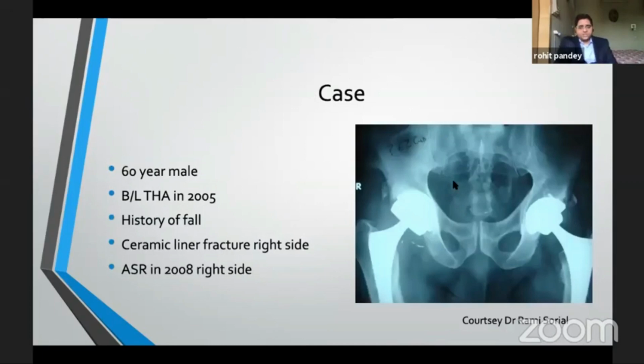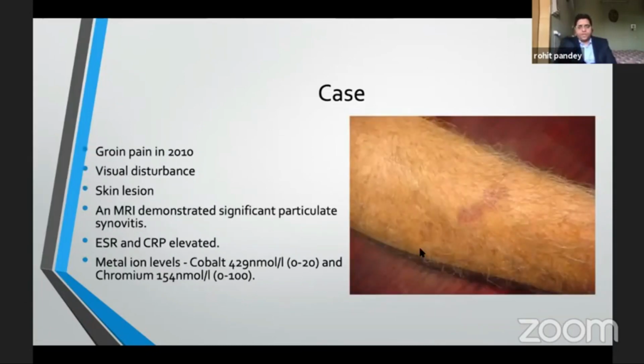This is one of our cases with Dr. Remy, in which there was a 60-year-old male, bilateral hip done in 2005. There was history of fall, and you can appreciate in the X-ray that there are ceramic liner fracture particles present. This was then revised to an ASR in 2008 on the right side, following which in 2010, the patient again came with groin pain, visual disturbances, skin lesion, MRI suggestive of particulate disease, inflammatory markers raised, and metal ions also rocketing high.